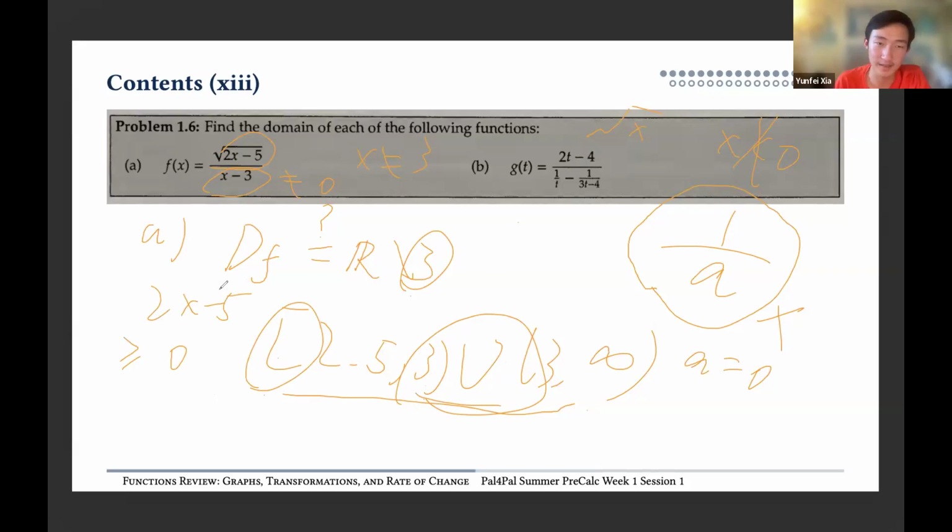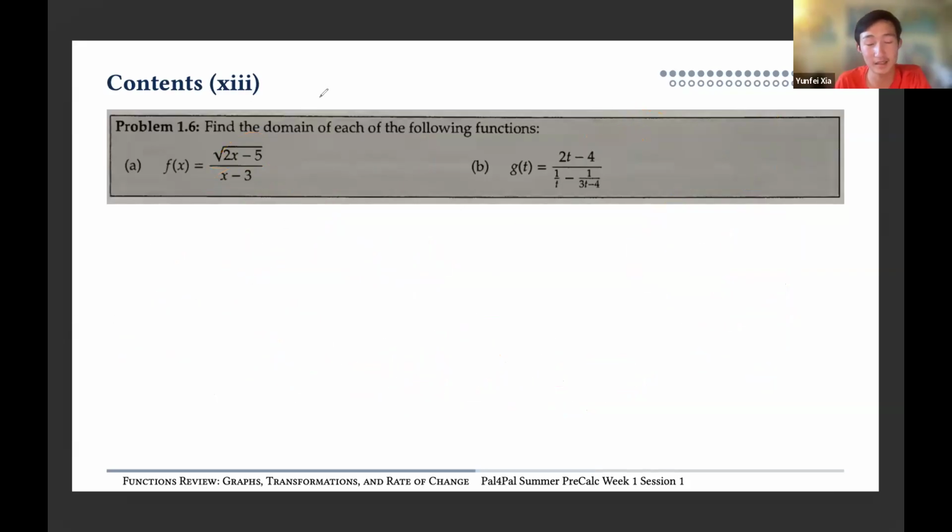And to find a range, no, it takes a little more work. For those who are interested in this, find the range of this. And also for those of you who are not so interested, find the domain of this function.